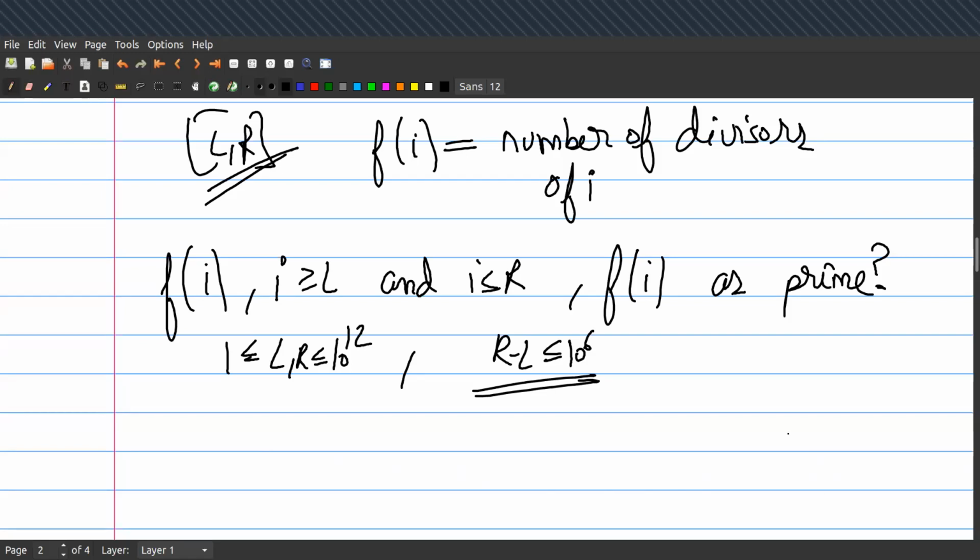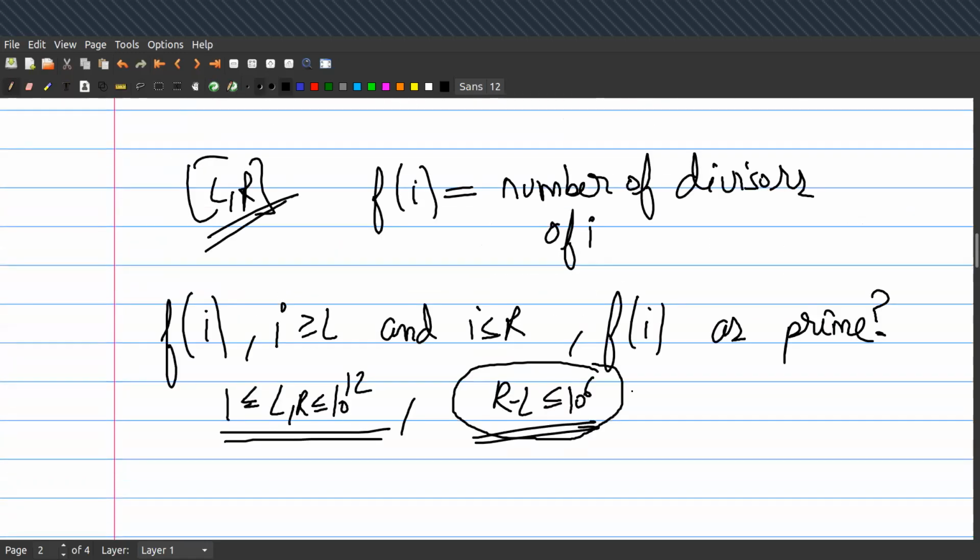So I'm pretty sure this condition that R minus L is less than or equal to 10 power 6 is not needed. Okay, it's needed, never mind. I mean, we can't do the entire algorithm because it can go up to 10 to the power 12. Starting from 1 to 10 to the power 12 will not be allowed. Correct, we can't do the naive thing.